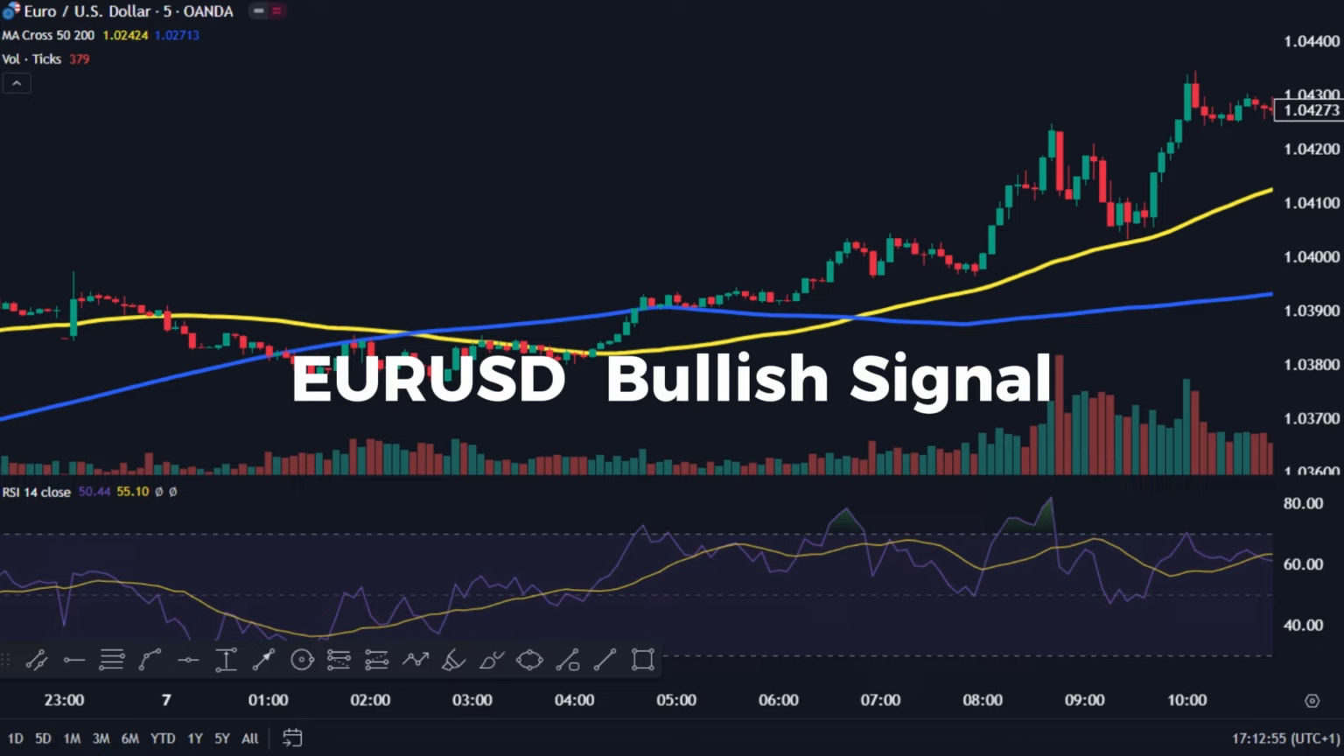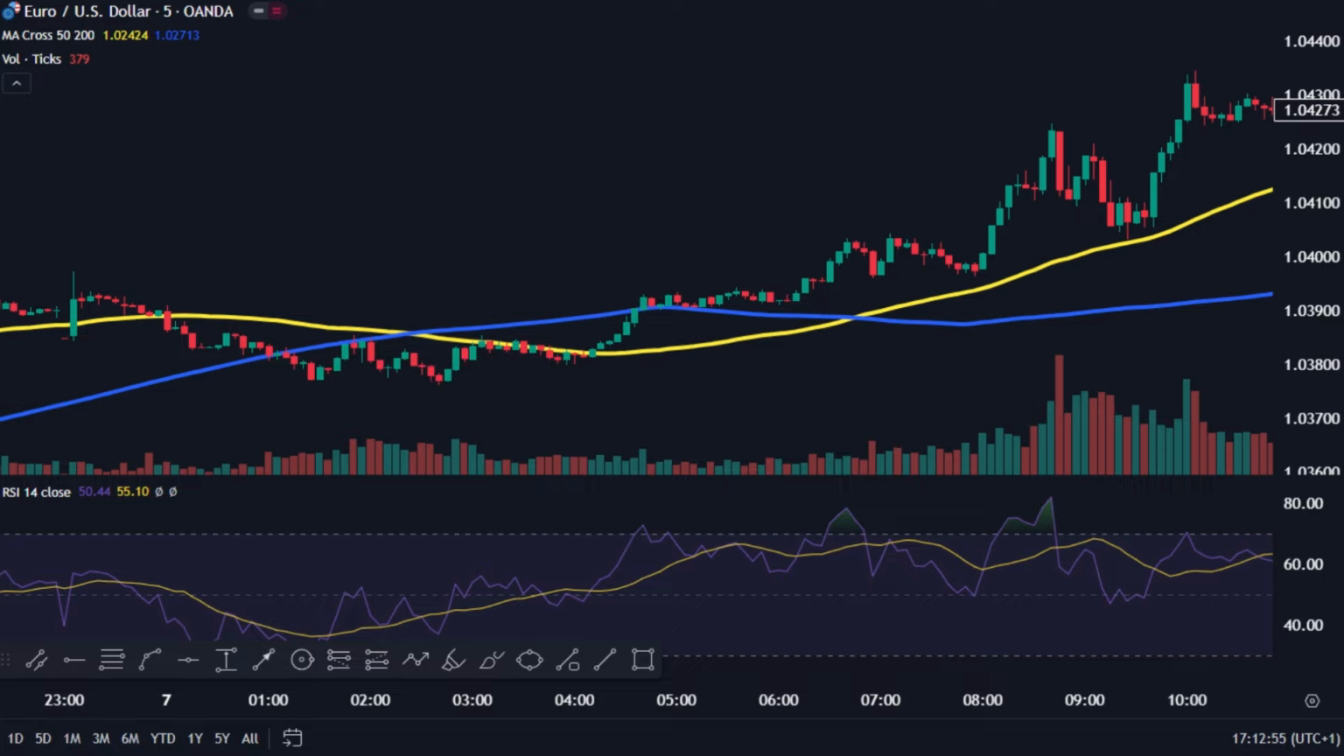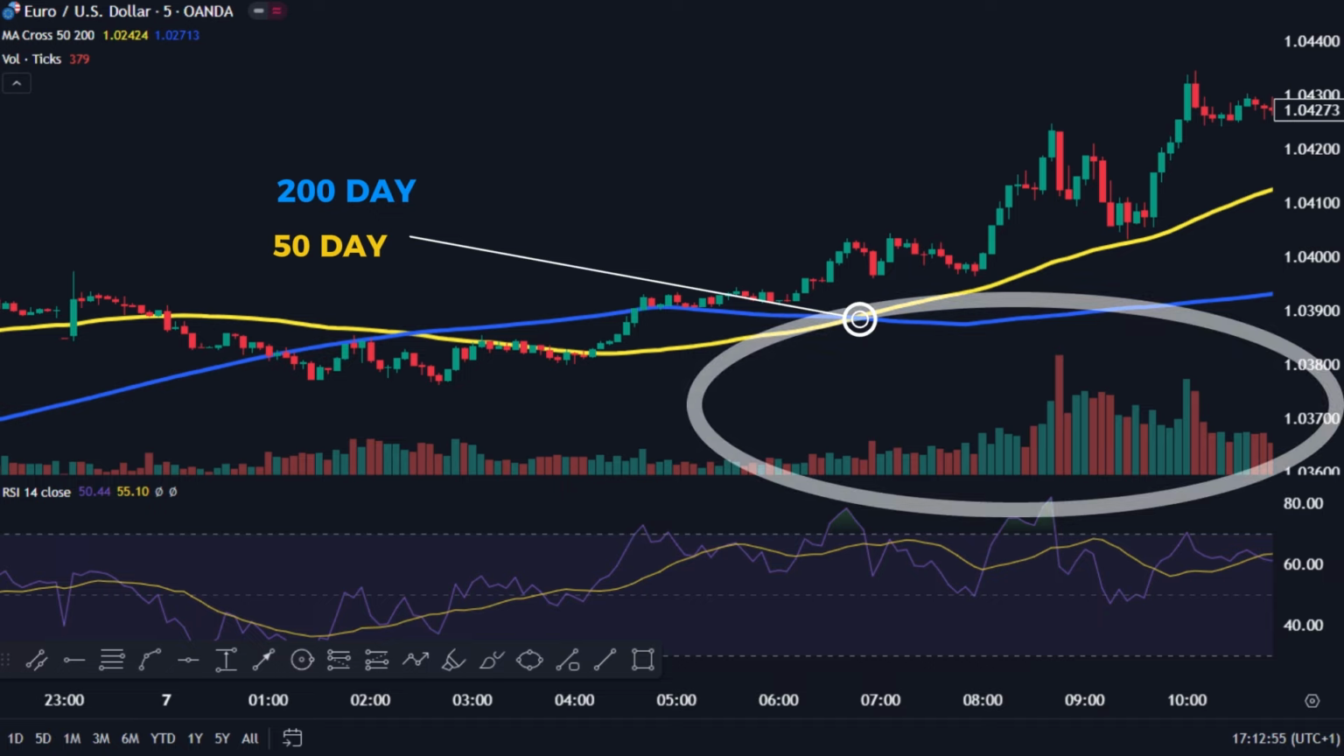Example 1. Euro USD, bullish signal. Let's take a look at the Euro USD currency pair. On the chart, you'll see that the 50-day moving average, MA, crosses above the 200-day MA, creating the golden cross. At this point, the market is signaling that the short-term trend is stronger than the long-term trend. Notice how volume increases as the crossover happens, confirming a shift in momentum. Additionally, the RSI, Relative Strength Index, moves above 50, signaling bullish strength, a strong confirmation.